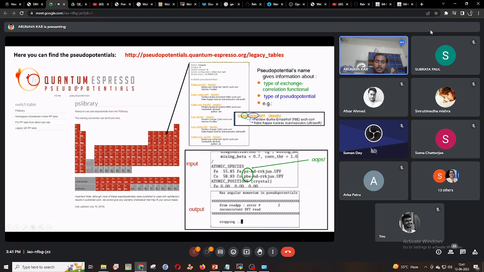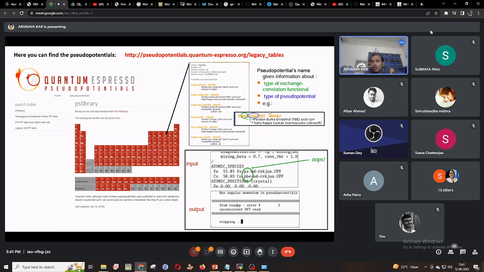And this is the pseudopotential. Here, this is the path where you can find your pseudopotentials. If you give this path, you will find a page like this, Quantum ESPRESSO pseudopotentials. And here, depending on your element, for example, I am giving oxygen here. If we click on oxygen, it will give different kinds of pseudopotentials like this.